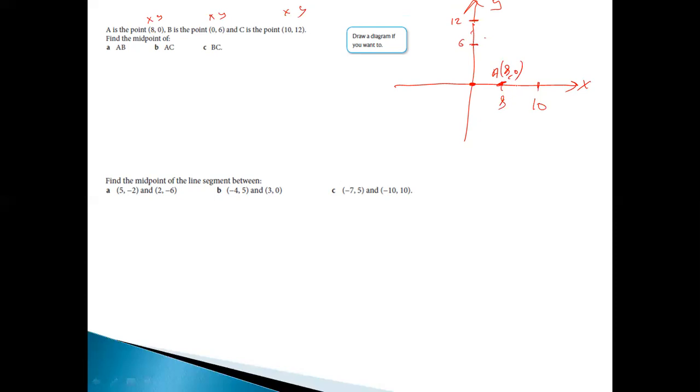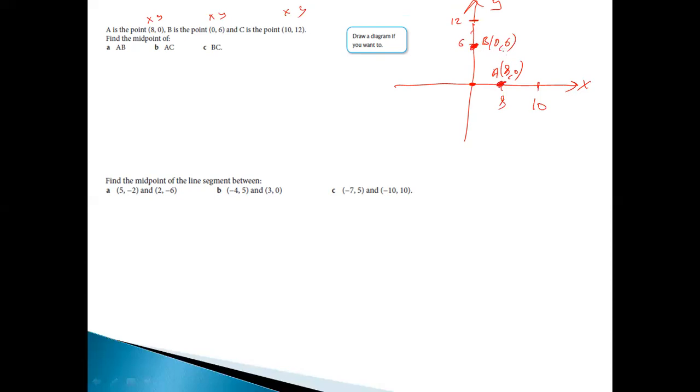And what was the second point, B? 0 is x and 6 is our y. That's why I'm writing here the values of B is 0 to 6. Okay, the first value and the second value make the point.